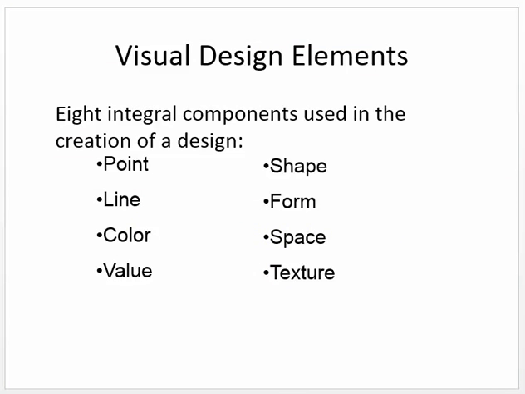Let's talk about the design elements, all right? Visual design elements, there's 8 of them. They're point, line, color, value, shape, form, space, and texture. And this is very important because this is half of what we're going to be learning about today.